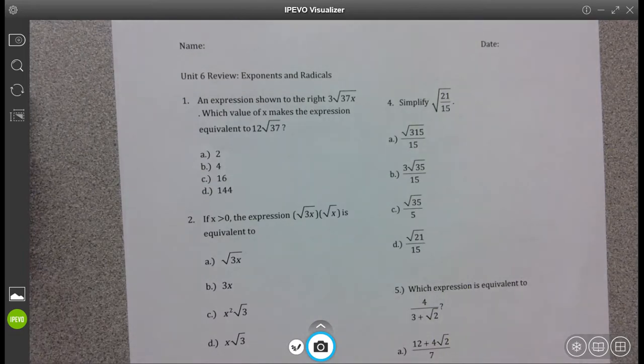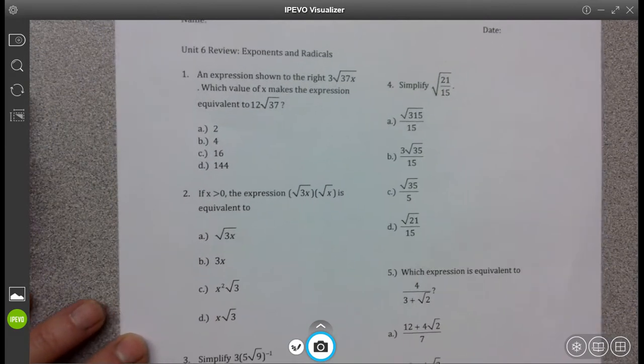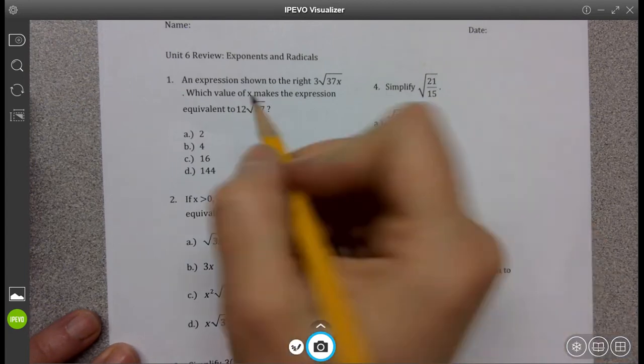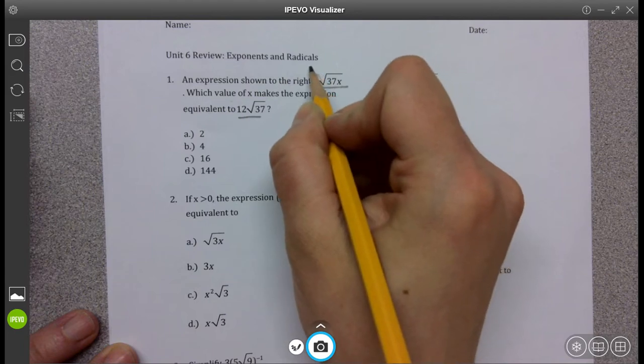This is your Unit 6 review. It is on radical functions and expressions. Number 1, an expression shown to the right is 3 root 37x. Which value of x makes the expression equivalent to 12 root 37? So how do we get from here to here? I see that I have to multiply by 4.